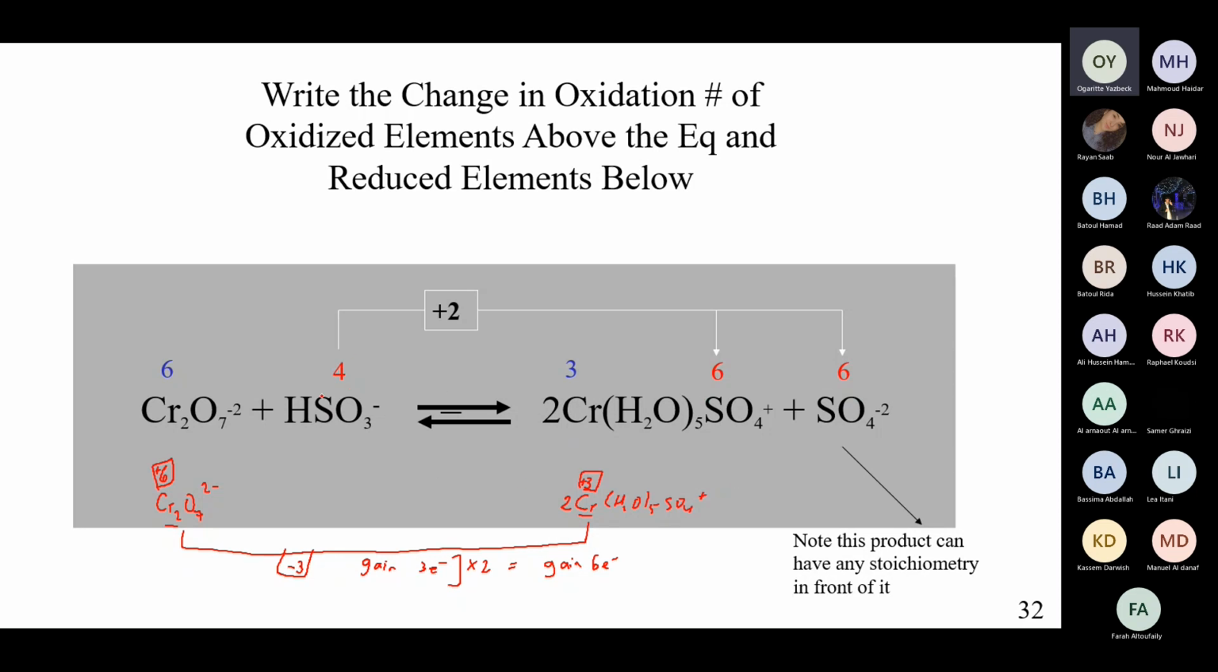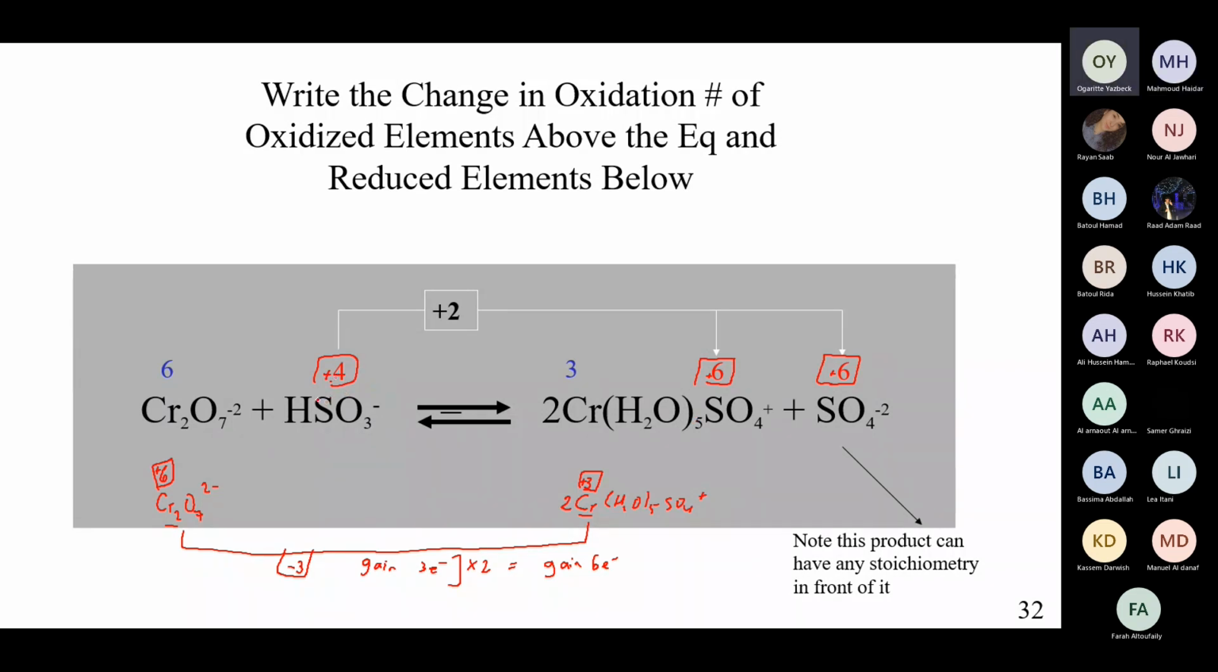Now for the sulfurs. The sulfur went from a plus 4 to either one of these, to a plus 6. Okay? And it went from here to both of these compounds. From one compound, it split itself into 2 compounds. Okay, with me so far? Okay.